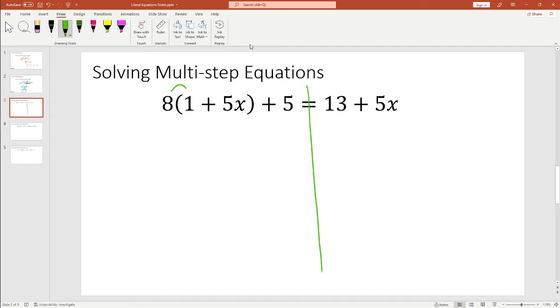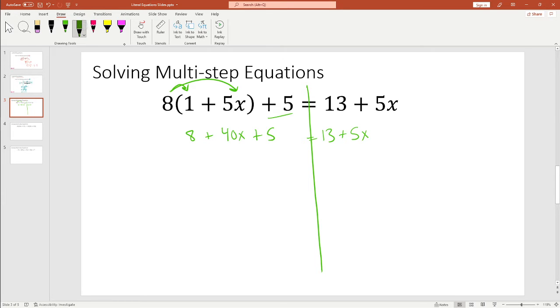So our first step would be to use the distributive property. The distributive property is where we take the number on the outside of our parentheses and multiply it to the two quantities that are inside. So 8 times 1 gets you 8. 8 times 5x gets me 40x. And I'm going to bring that plus sign down. And then this plus 5 is just going to come back down here. Let me write it a little better. This plus 5 comes back down, and then I did not touch the right-hand side, so let's continue with this.